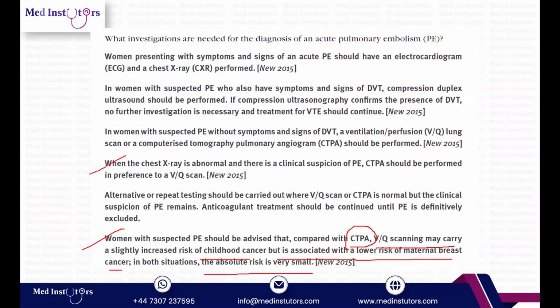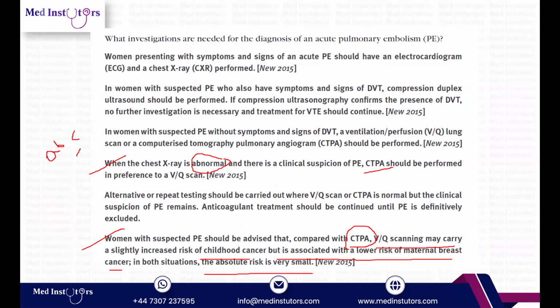When the chest X-ray is abnormal and there is clinical suspicion of PE, you have to do CTPA. So you remember ABC, right? Abnormal, you do ABC. I'm sorry, this is really bad, but yeah, abnormal chest X-ray, you do a CTPA.